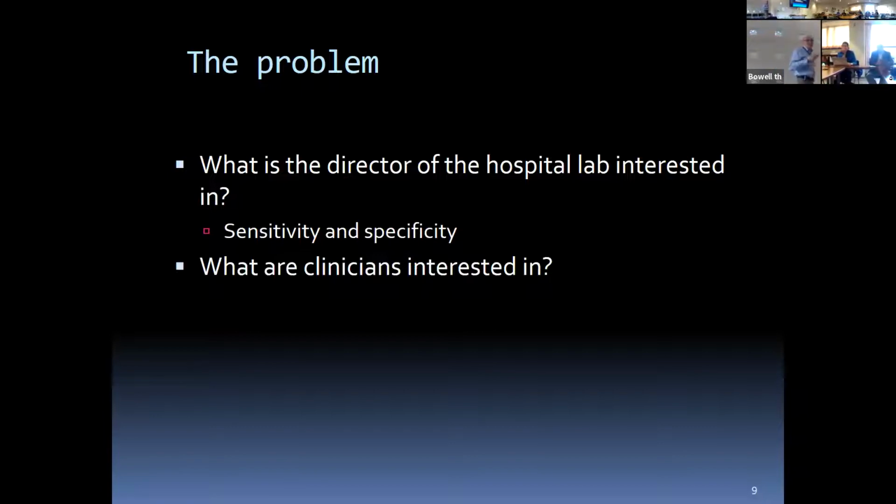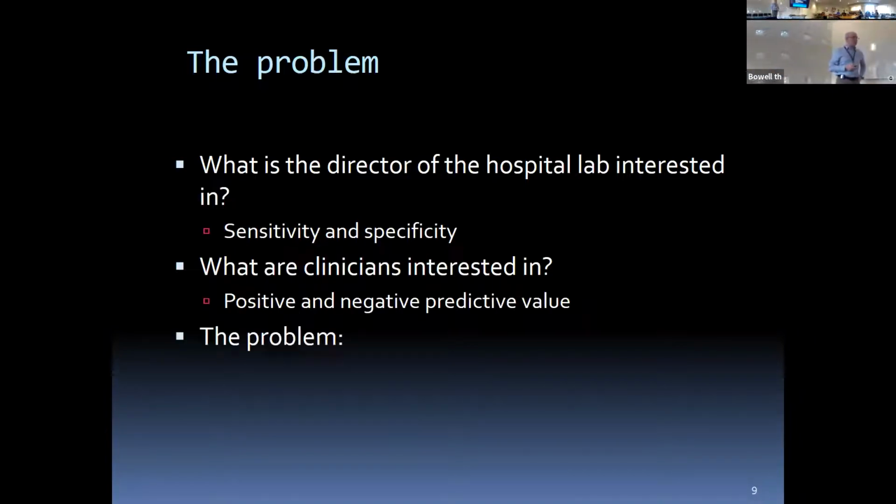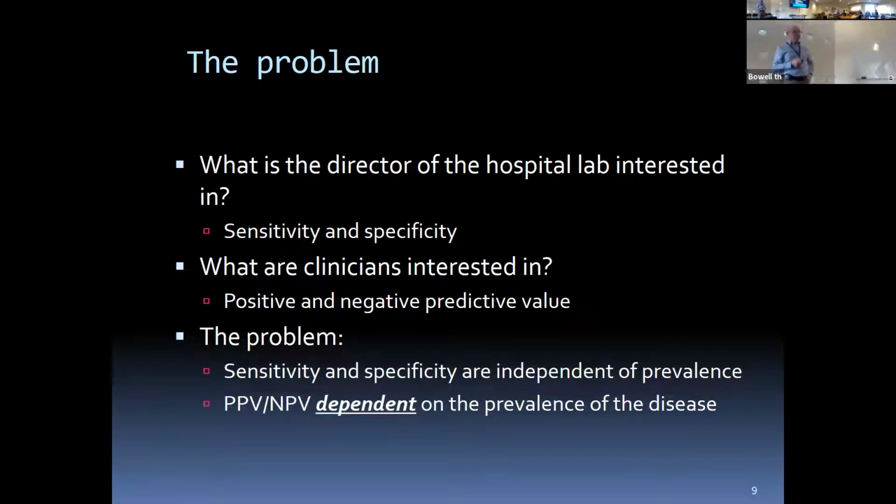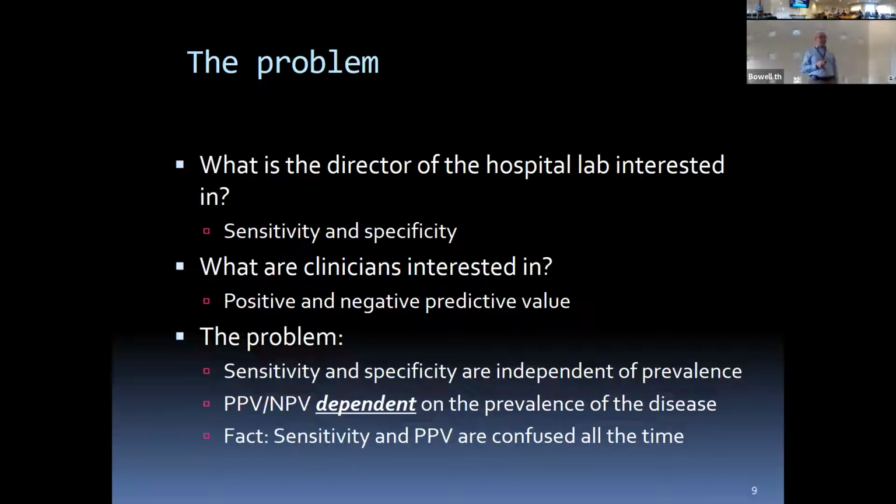Outcomes, very good. That's ultimately what we're interested in. But in the context of diagnosis, we're interested in positive and negative predictive value. The problem here is that sensitivity and specificity are independent of the prevalence, and actually positive predictive values and negative predictive values are dependent on that. So this is some of the confusion that can occur.